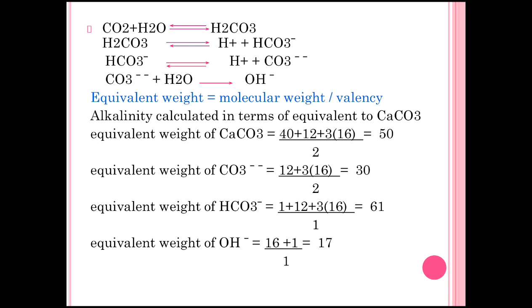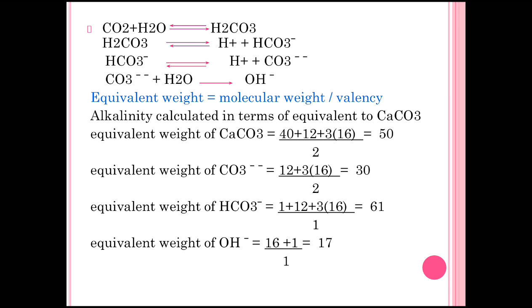Now this carbonic acid, whenever it undergoes dissociation, gives H plus ions along with bicarbonate. Again, bicarbonate dissociates into H plus and carbonate. Then whenever these carbonates are present in a water sample, it gives caustic, and this caustic is responsible for the formation of scale or the corrosion of any metal.